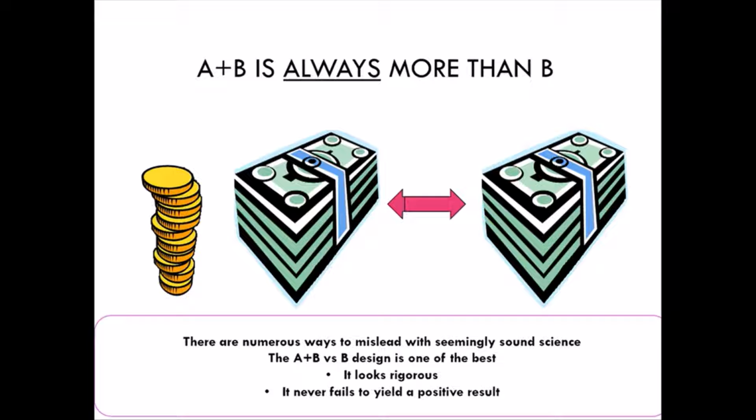The thing is really very simple. 2 amounts of money are always larger than 1 amount of money. And there are numerous ways of cheating with seemingly sound results, but the A plus B versus B design is probably the best, and it's certainly the most popular in alternative medicine. It looks rigorous because it can be randomized, it can be double-blind, etc., but it never, ever fails to generate a positive result. And therefore, it's misleading.